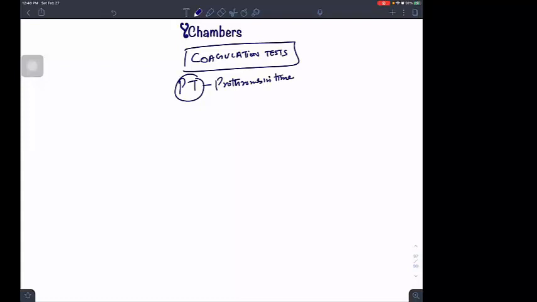In the prothrombin time, I am checking the extrinsic coagulation system. Please remember this point for your entrance examination. Prothrombin time checks the extrinsic coagulation system. So extrinsic means which factor? You should remember like this. Beautiful answer. Extrinsic is 7.